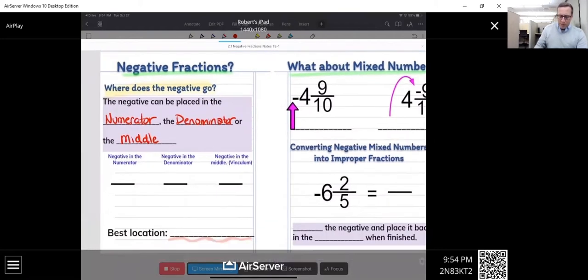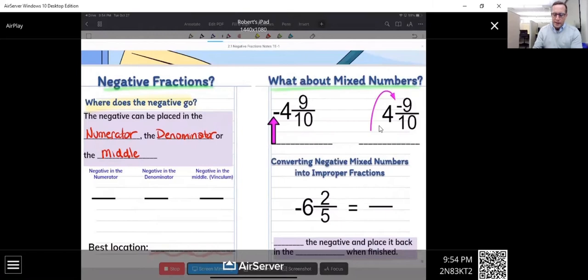What I mean by that is that if you have a negative in the numerator, it might look like this, like -4/5. That's a negative fraction. If I write -4/5 where the negative's in the denominator, it's going to look like this. That is not the best way to write a negative fraction, although it's not wrong. I would say putting the negative in the denominator is probably the most confusing spot to put it.